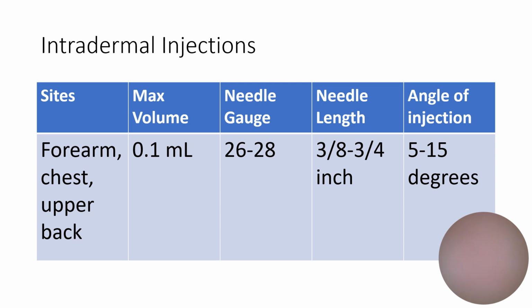So intradermal meds, they're given into the dermis, or the layer of the skin located beneath the skin surface. The intradermal route is commonly used for allergy testing or TB testing. Most nurses use the patient's non-dominant arm for TB screening and the dominant arm, chest, or upper back for all other tests. Here's your forearm, chest, and upper back. 0.1 mL is the max volume, your needle gauge 26 to 28, then your needle length 3/8 to 3/4 inch, and your angle is about 5 to 15 degrees.